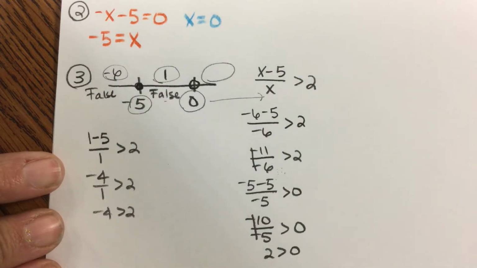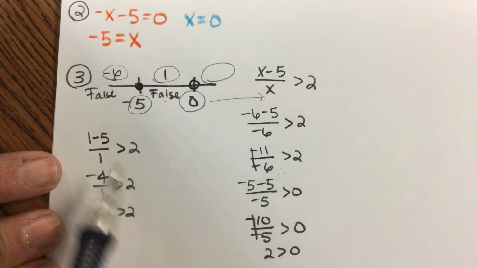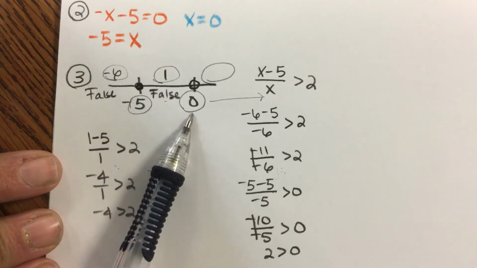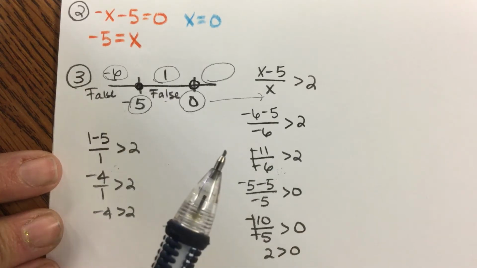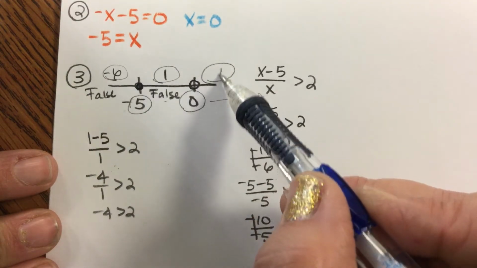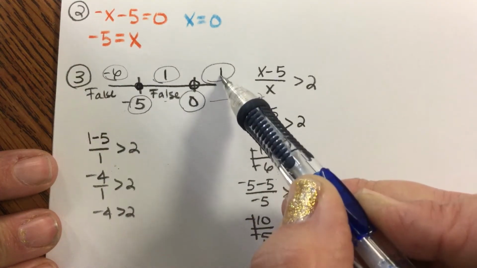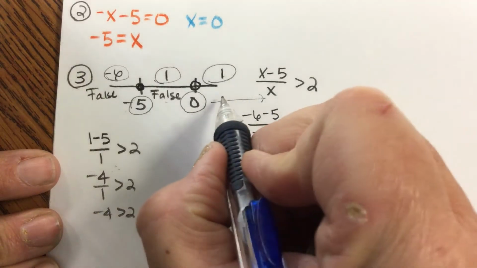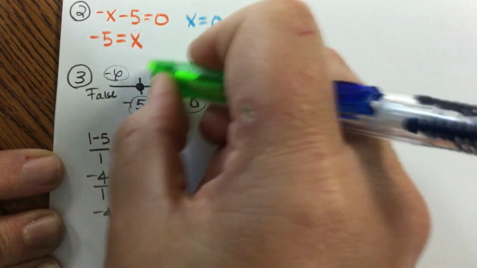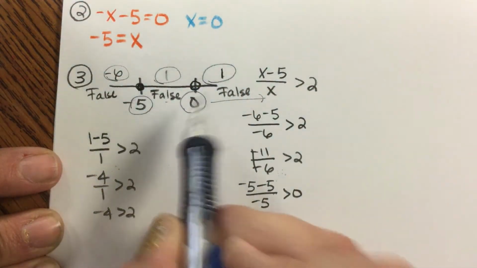Okay, so, oh, I see what I did. Okay, so let's look at what happened here. Is 1 between negative 5 and 0? No, it's not. But this value we could use right here because 1 is actually on the right side of 0. So we already know that this one's going to be false. So let's go back and pick a number that's actually between negative 5 and 0.